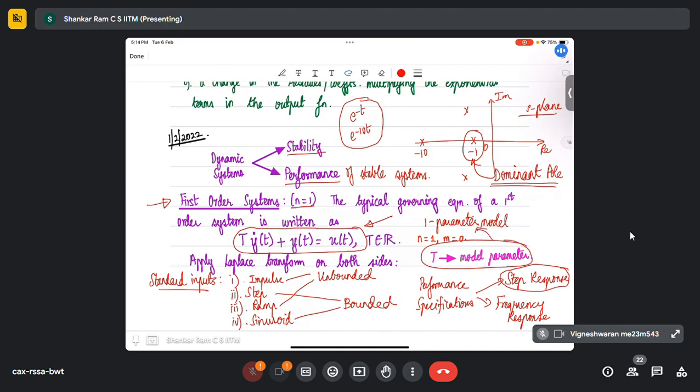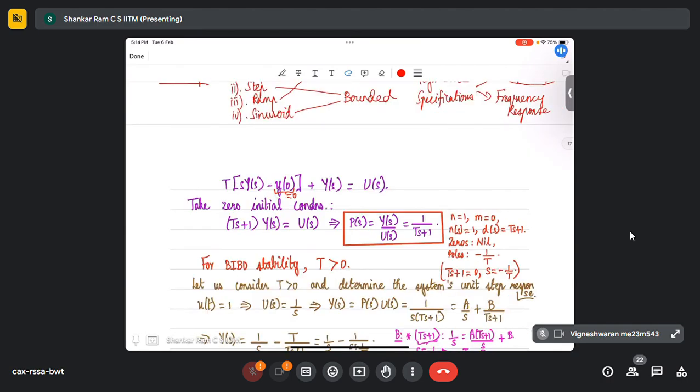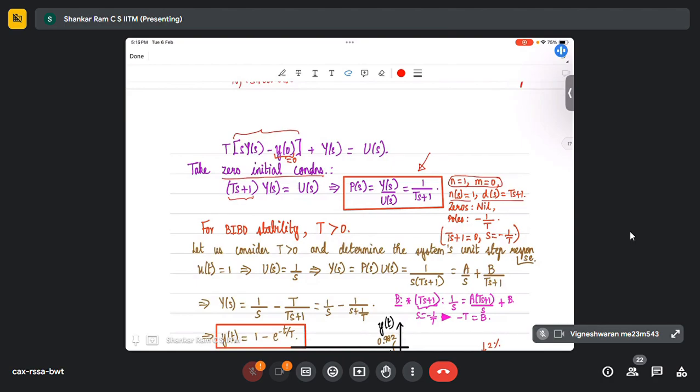So if you and I apply the Laplace transform on both sides, what happens? We get T times s times Y of s minus y0, by now all of us should be familiar with this, and then plus Y of s equals U of s. These are standard terms. We apply zero initial conditions. We get Ts plus 1 times Y of s equals U of s. So consequently, the transfer function, which is Y of s by U of s, becomes 1 by Ts plus 1. So the value of n becomes 1, the value of m becomes 0, and the numerator polynomial is 1, the denominator polynomial is Ts plus 1. So these are very clear.